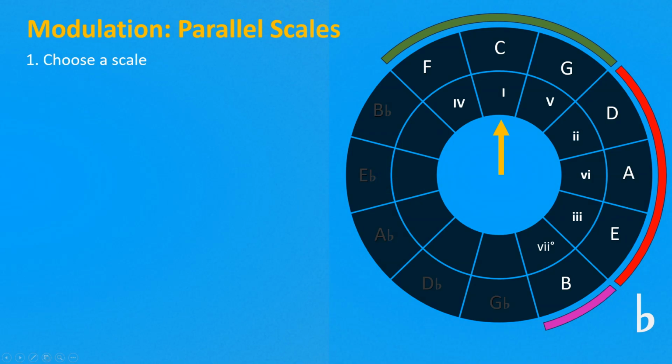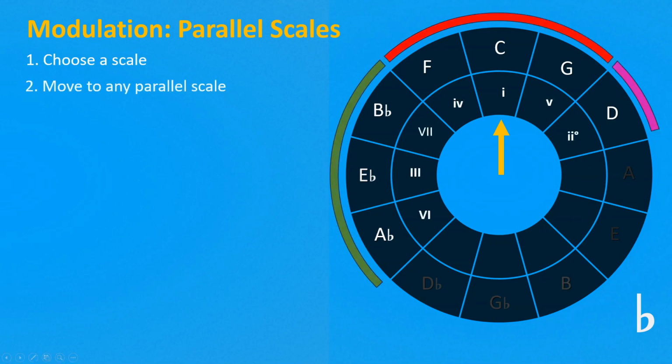Trick number 16. Modulation. Parallel keys. Choose a scale, for instance C major. Move to any parallel scale, that means any scale that has the same C tonic. Let's go to A minor scale, for instance. Modulation from major or Ionian and minor or Aeolian scale are very common.